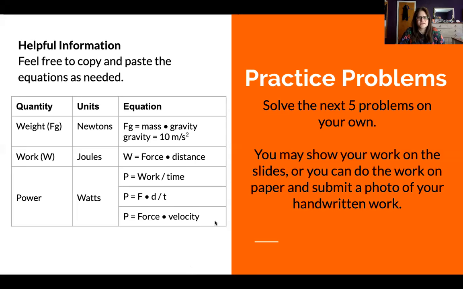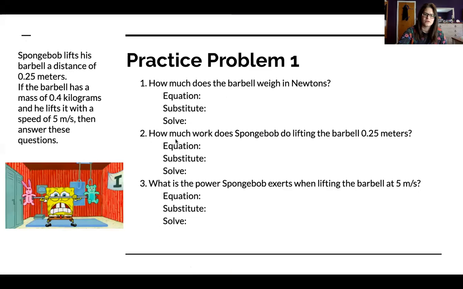All right, so for your practice problems, you can copy these equations, like if you just double click on that or Control C and paste them onto the next slides, that's fine. If you would rather do this work on paper, that's also okay. You just need to be able to submit a photograph of the work that you've done on paper. I'm gonna do an example with you guys.